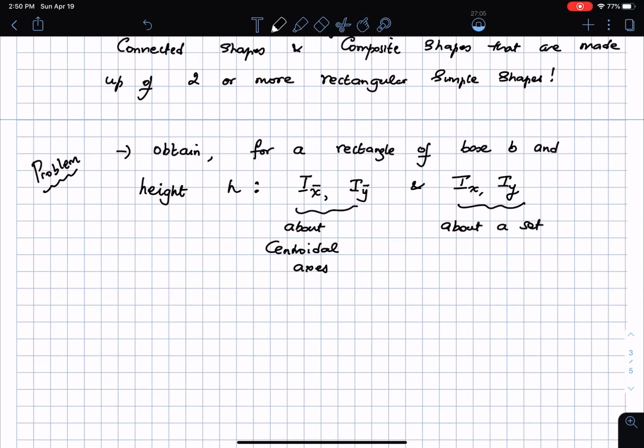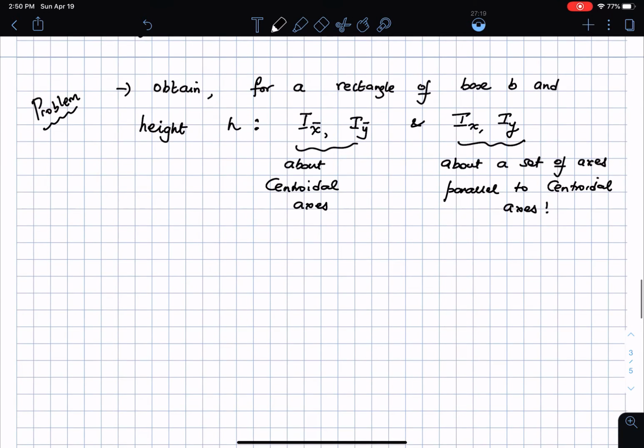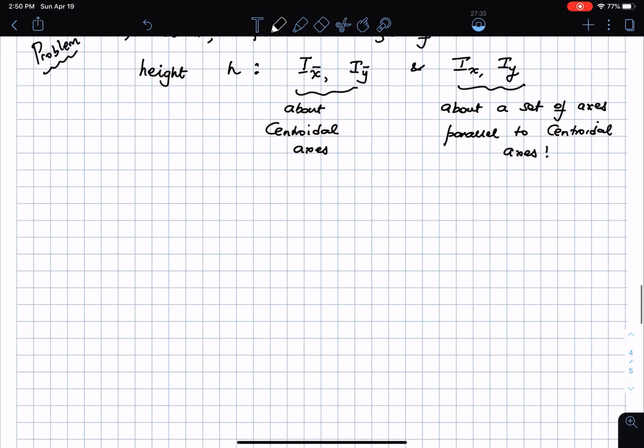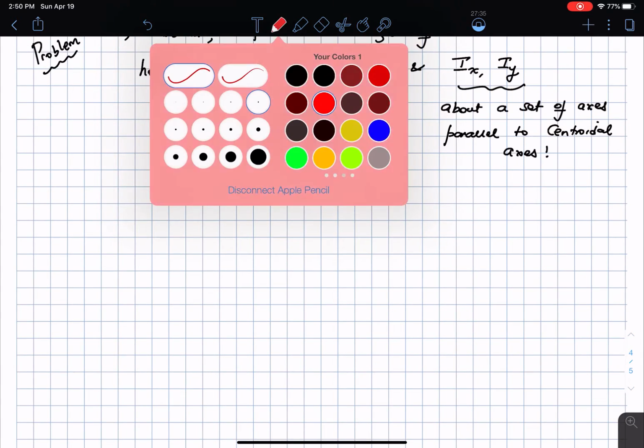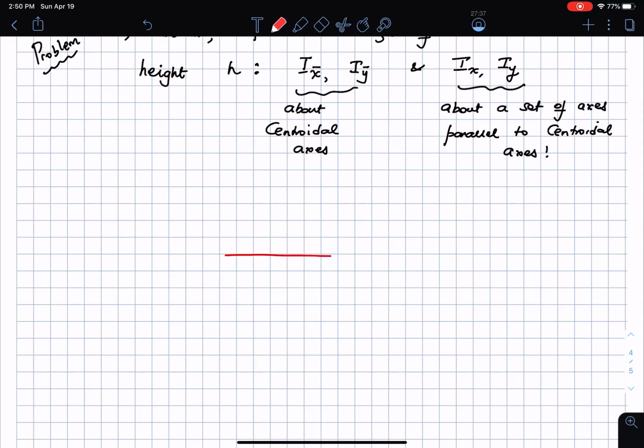About a set of axes parallel to the centroidal axis. So all we have to do is, we haven't been particularly specified as to what is the x and the y axis here. So we have the freedom to choose, and I'm going to choose an axis that has its origin at the lower corner of the rectangle as shown. So first of all, I'm going to draw the rectangular shape. Okay, so here is the rectangular shape.